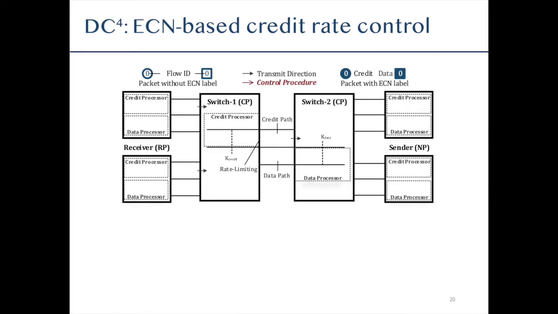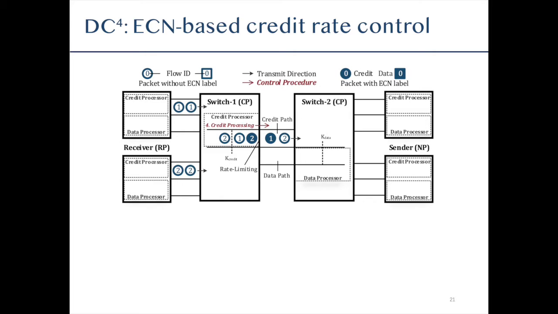This is the framework of ECN-based credit control in DC4, including switches, senders, and receivers. Receivers send credits via credit paths to pull data packets from senders. Switches mark credits and data packets with ECN labels when the credit queues and data queues are congested. As we can see, receivers are sending credits to senders.